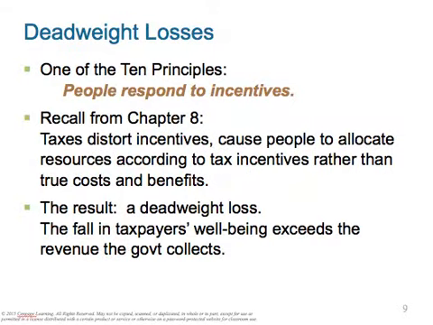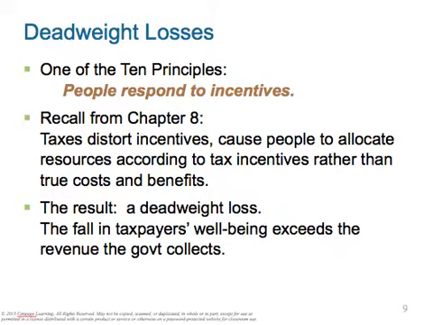So let's take a look at deadweight losses. One of the 10 principles in Chapter 1 was people respond to incentives. And you can recall from Chapter 8 that taxes distort incentives and cause people to allocate resources according to tax incentives rather than their true costs and benefits. So there's that distortion again. The result is a deadweight loss. That's a fall in the taxpayer's well-being that exceeds the revenue that the government collects. So the decrease in the taxpayer's well-being is greater than the amount of revenue that the government collects.